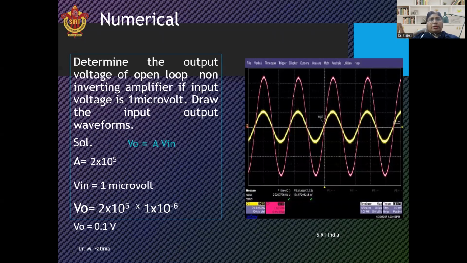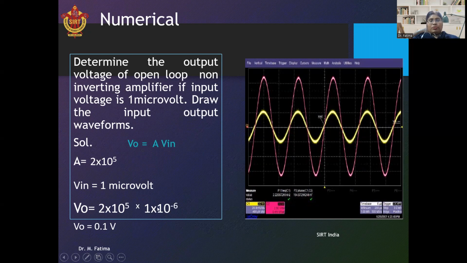Now a numerical: determine the output voltage of an open loop non-inverting amplifier if the input voltage is 1 microvolt. Draw the input and output waveforms. We know the output voltage for the non-inverting amplifier is V0 equal to A multiplied by Vin. Here the input voltage is 1 microvolt, that is 1 into 10 raised to minus 6, and the gain of the 741 IC is 2 into 10 raised to 5. This is the open loop gain for the 741 IC. So put these values here.